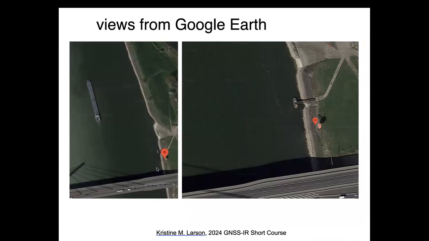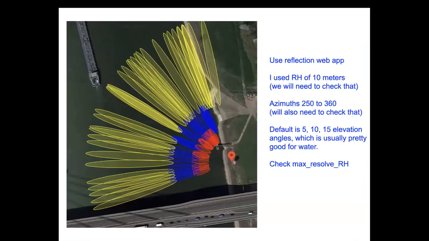But at least on the Rhine, they're going by you usually. There also could be problems with reflections from, quote, the soil. So just things we need to keep in view, keep in mind. Here are my Fresnel zones. I used the reflection zone web app. I wasn't sure what the reflector height was, so I used 10 meters.